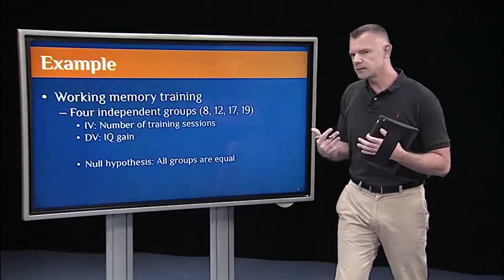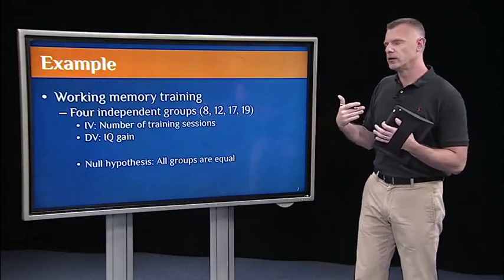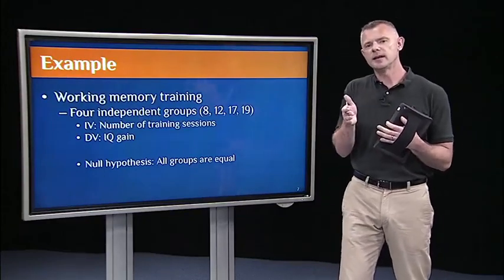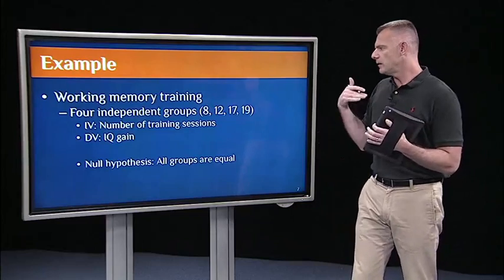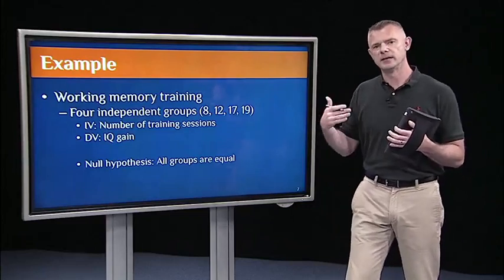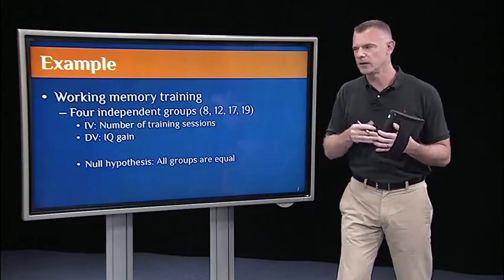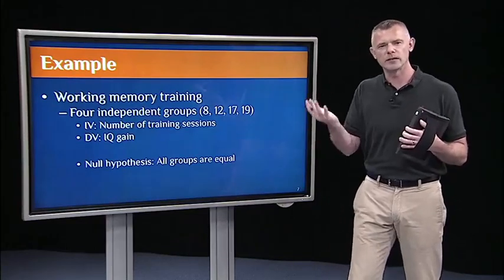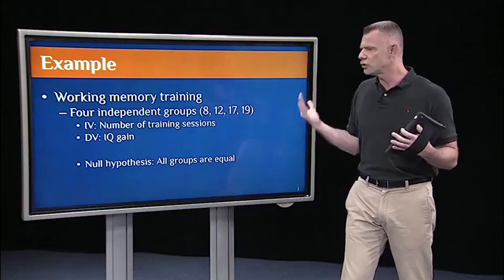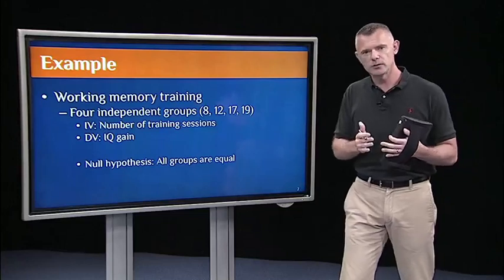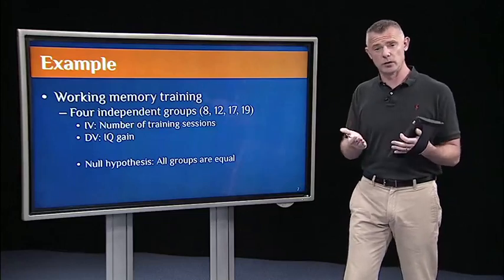And for this segment, I'm going to bring back the working memory training example because remember, at the end of the independent t-test lecture, we did a series of independent t-tests, and at the end I said this is tedious and it's problematic because it inflates the probability of a type 1 error. So shouldn't we do this in one giant procedure? And the answer is yes, we'll do it in a one-way between groups ANOVA.